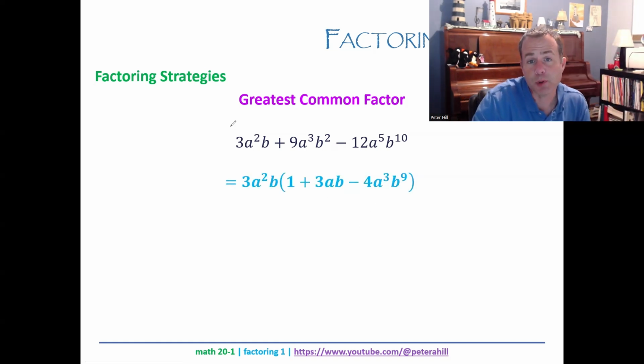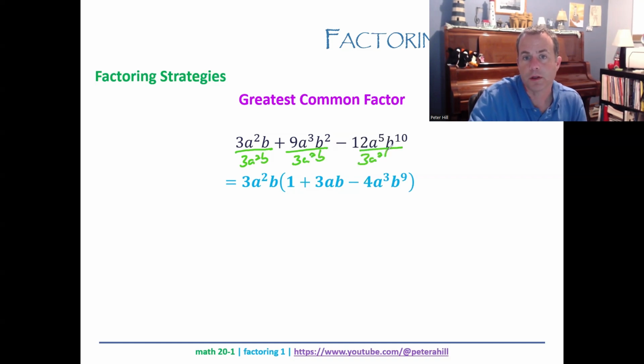Okay, so when I pull out the 3a squared b, remember what's happening is I'm dividing everything by 3a squared b, okay? So 3a squared b divided by 3a squared b, that's where the 1 is coming from. 9a cubed b squared divided by 3a squared b, 9 divided by 3 gives me 3. A cubed divided by a squared gives me a. And then b squared divided by b gives me b, okay? And then 12 divided by 3 is 4.